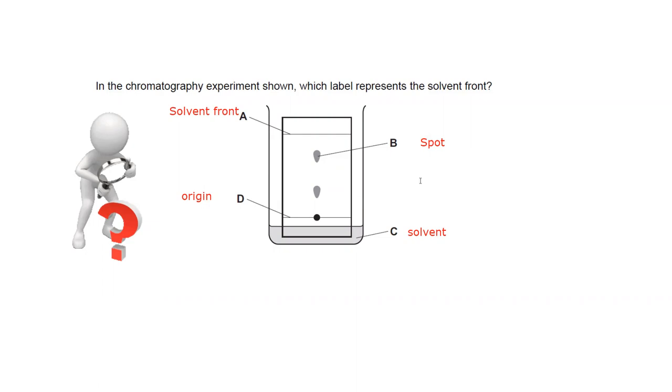The question is, which label represents the solvent front? A is representing the last point where the solvent rises. As this chromatogram absorbs the solvent, it will start to rise. When the solvent starts to rise, the last point where the solvent stops rising, that level is known as the solvent front. And these are the spots which we see rising with the solvent. D is representing the origin and C is representing the solvent. Is it clear?